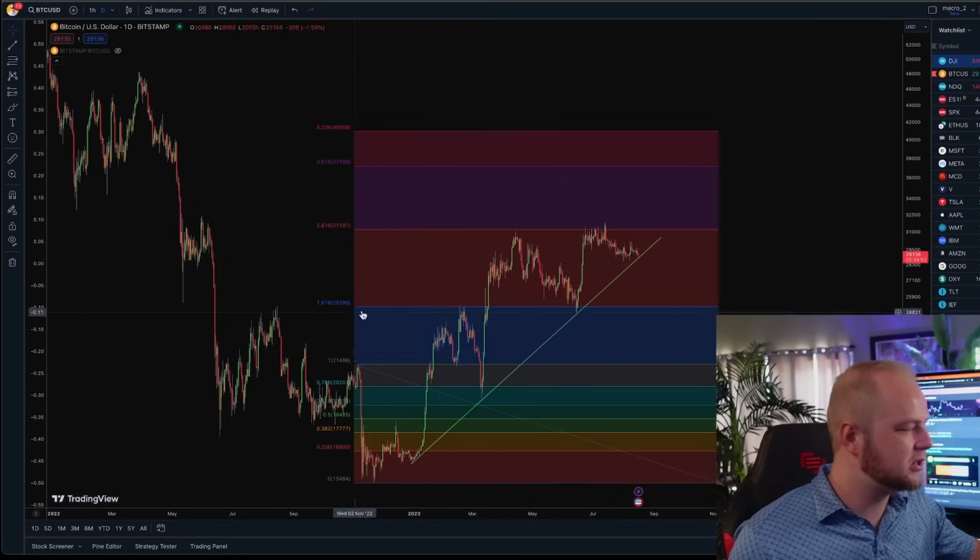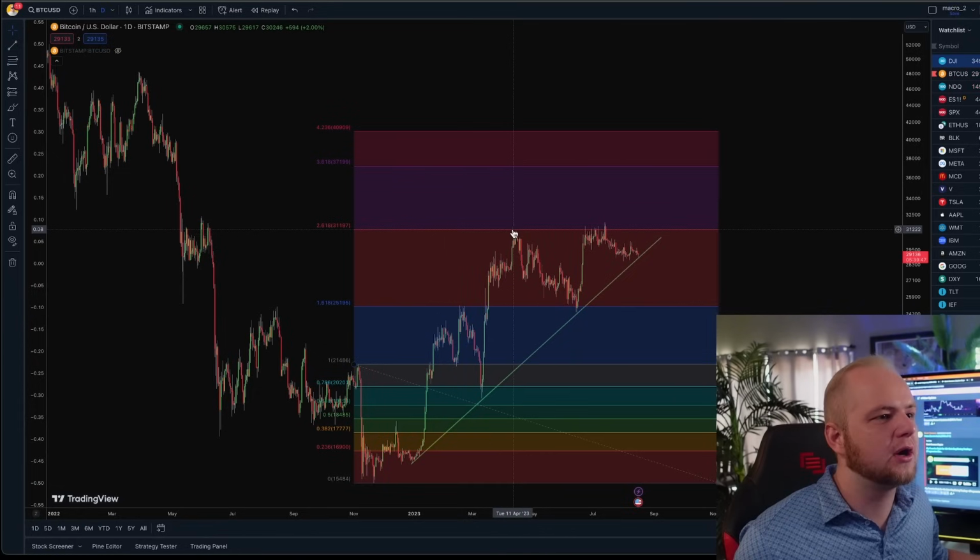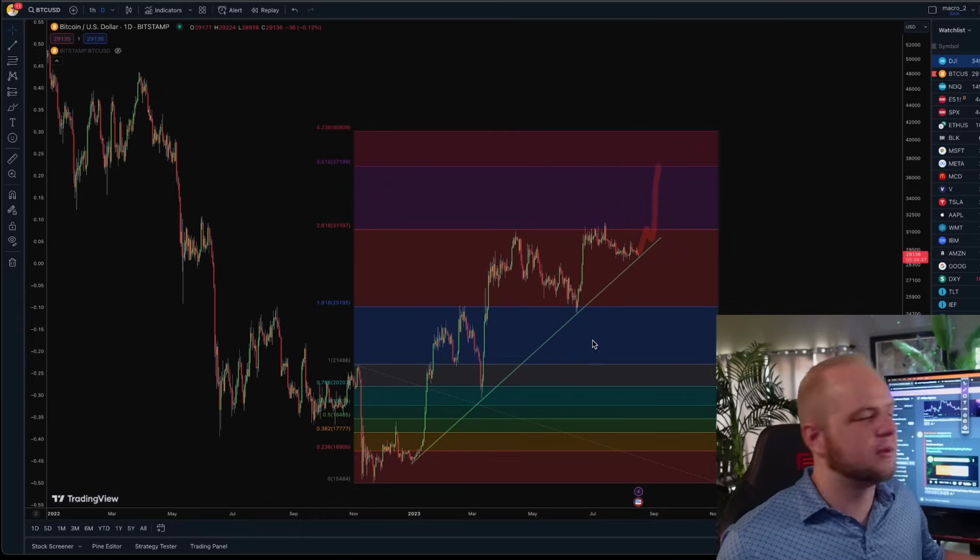Look at this. The 1.618 was our target in February. The 2.618 was the target here in April, the exact point of the fib. So if we go up again, I'd be looking for something like just above 37,000. Just to give you some rough ideas.